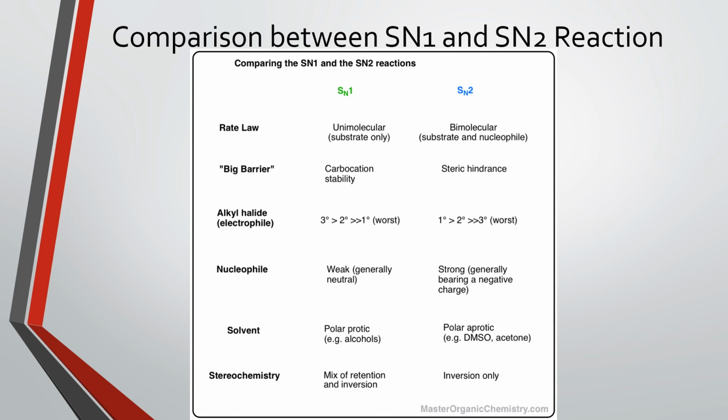Now solvent. The SN1 reaction proceeds in polar protic solvents, for example alcohols, and the SN2 reaction proceeds in polar aprotic solvents, for example DMSO, that is dimethyl sulfoxide, or acetone. In terms of stereochemistry, in the SN1 reaction we get a mix of retention and inversion of configuration, and in the SN2 reaction we get the inversion product only.